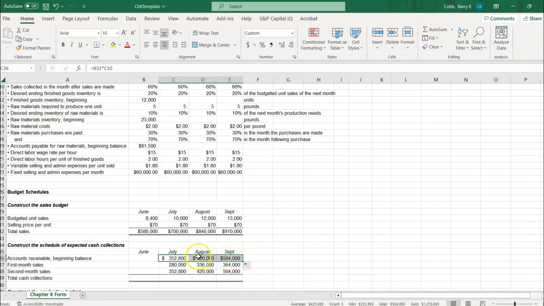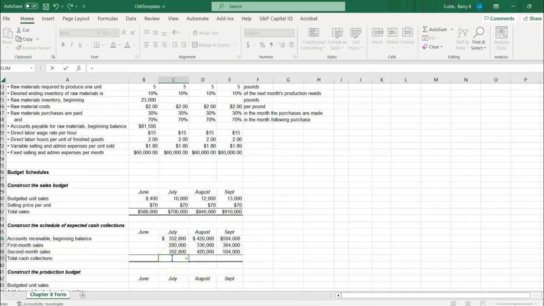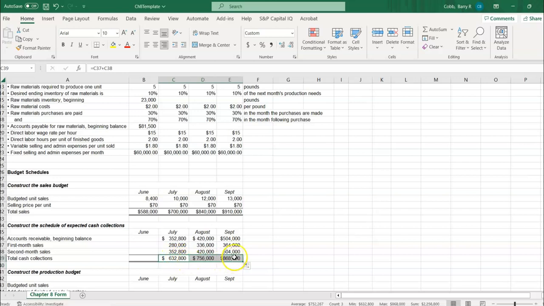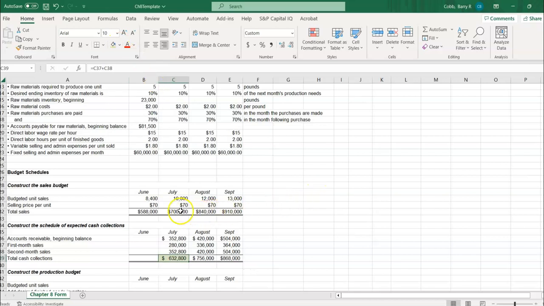And we see here that it's just going to be equal to the second month's sales. So really the total cash collections for each of these months will just be the first month cash collections plus the second month cash collections. And we have the beginning accounts receivable balance here for information, or if we wanted to create the budgeted balance sheet later. So our total cash collections for July, we can highlight the answers to the questions here. The total cash collections are $632,800.